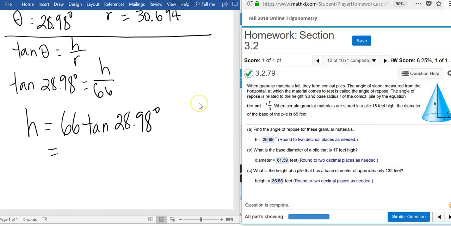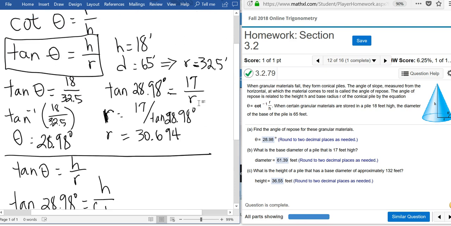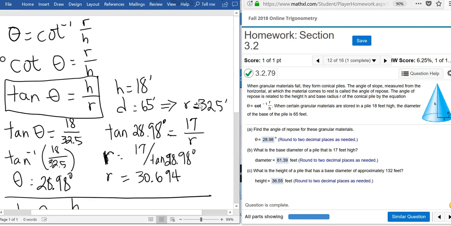So I hope that helps. Again, notice the key thing here is that I don't have an inverse cotangent on my calculator. So we rewrite it in its other form, which allows us to use the reciprocal identity and rewrite it in tangent, because we do have inverse tangent on our calculators.